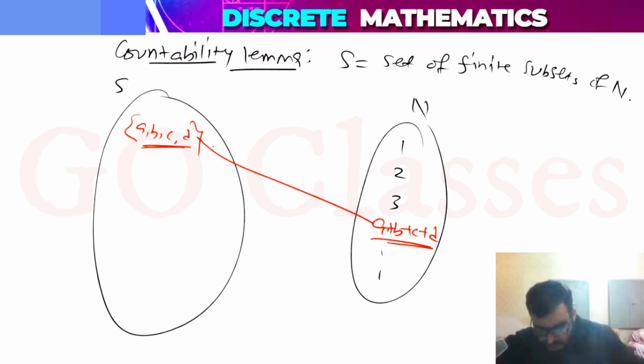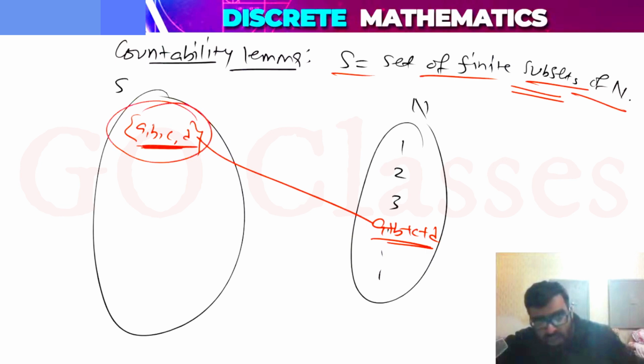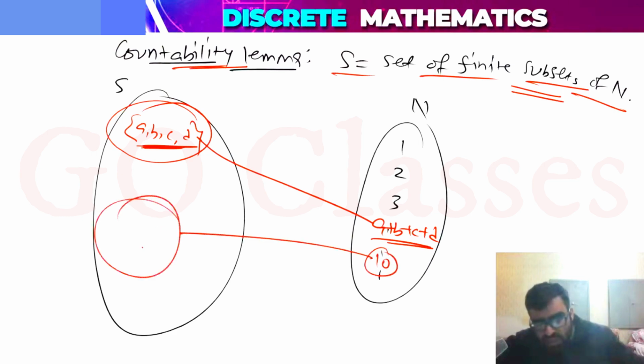Actually, we did this yesterday, I think. Let me know. I think we did this example, the set of finite subsets of N, in yesterday's lecture. So whatever your element is, just map it to a plus b plus c plus d. Now you can apply the countability lemma, and you can see that to every natural number we are assigning only a finite number of elements. You can take any natural number, for example 10, and to this 10 we are assigning only a finite number of elements. How many elements we are assigning does not matter.